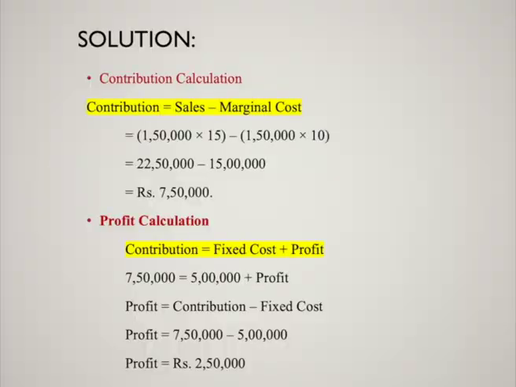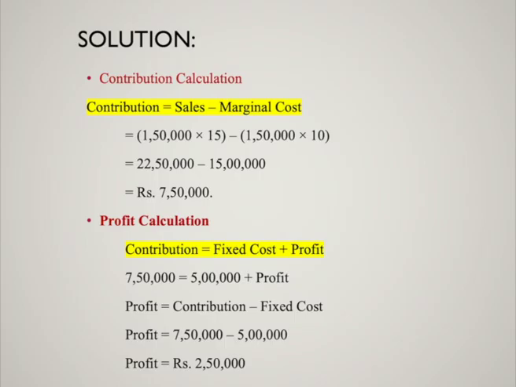So, 15 rupees minus 10 rupees, you will get 5 rupees. That 5 rupees is called 5 rupees per unit, and here we have to calculate the profit. Before calculation of the profit, we need to calculate the contribution. The contribution, with the help of the marginal costing equation, we are going to calculate. Contribution is equal to sales minus variable cost or marginal cost, as I said before.